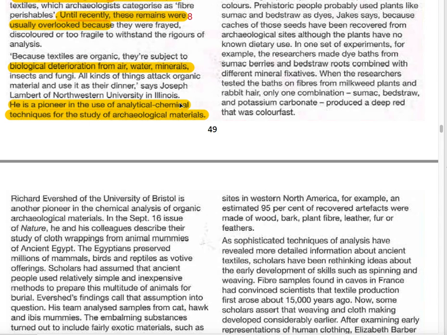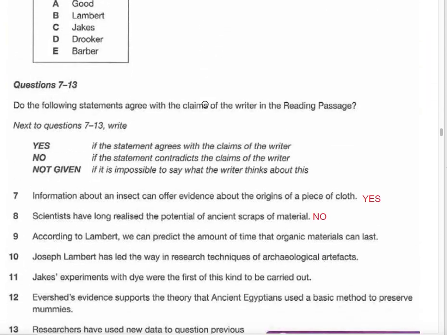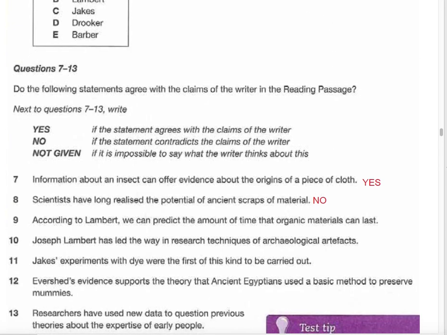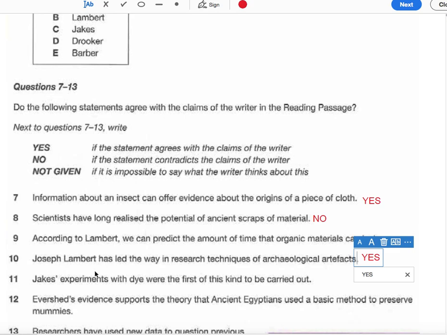So he's like leading the way. He's doing that. So that tells me that number 10 is yes. He's a pioneer. He's leading the way in this research. Now, interesting here. You see I have no for 8. I have yes for 10.